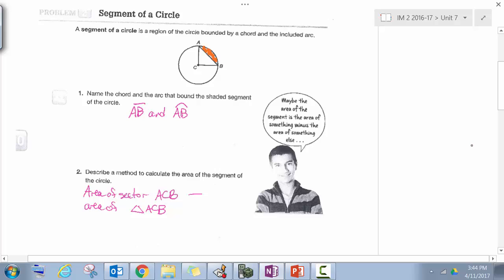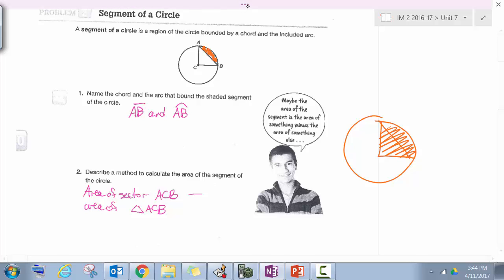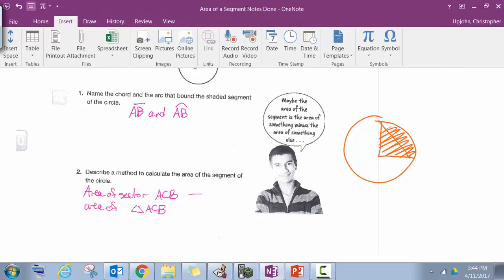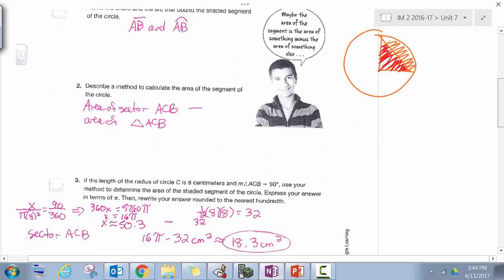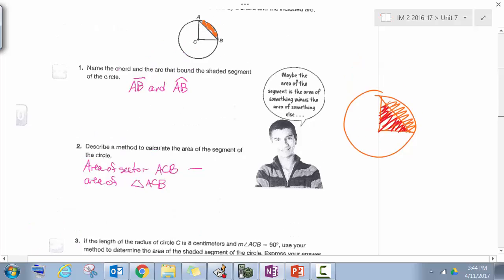Describe a method to calculate the area of the segment. Well, let's pretend that this is it. We're going to take this, but what we're going to do is subtract off this. And what's left is our segment. So we're going to take the area of the sector ACB and subtract the area of the triangle ACB. Again, same letters. So let's do it.